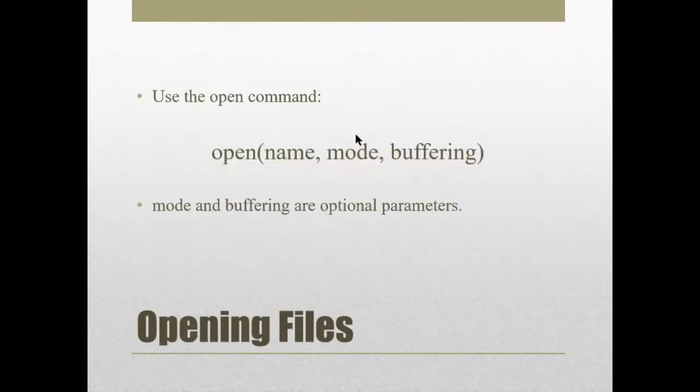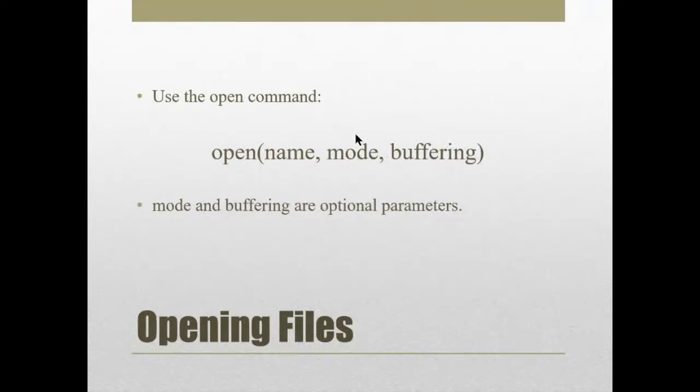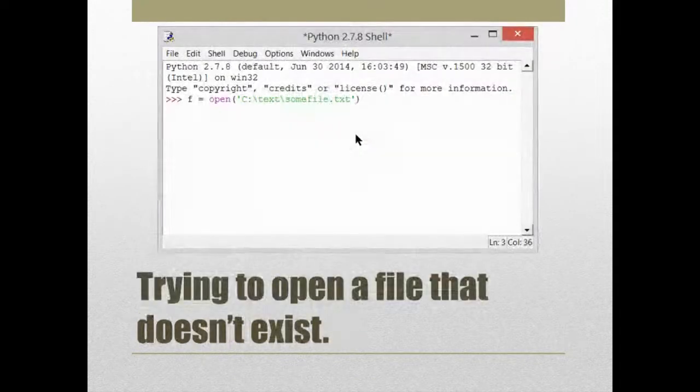So the command to open a file is the open command. We provide the name of the file, which is a string, which is really just the file name you have in your file explorer. And then we have a couple other parameters which we can set, the mode and the buffering state. Mode and buffering are optional parameters.